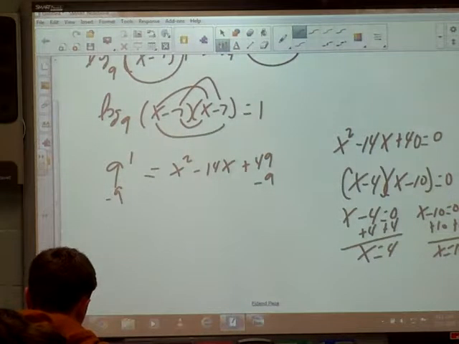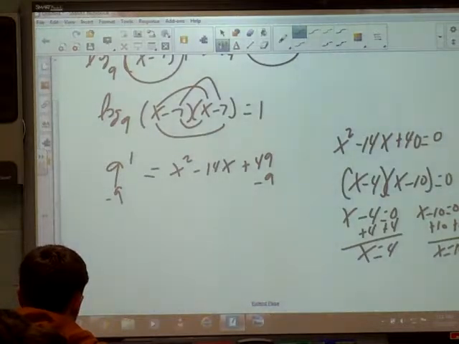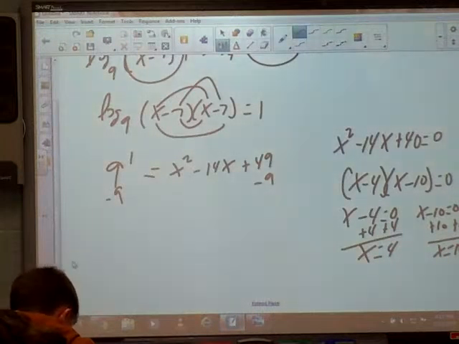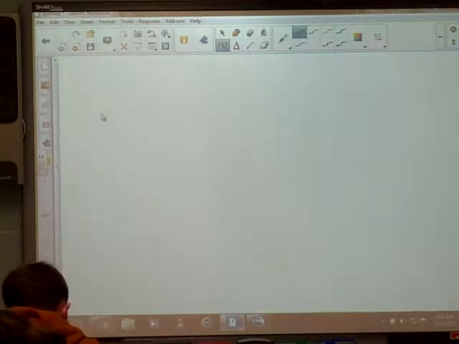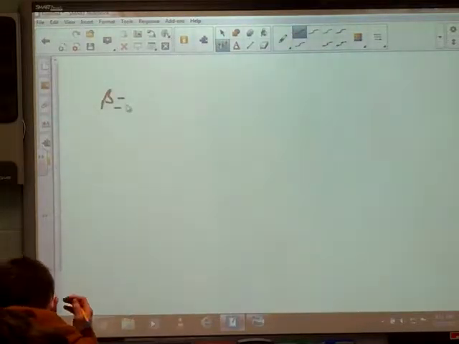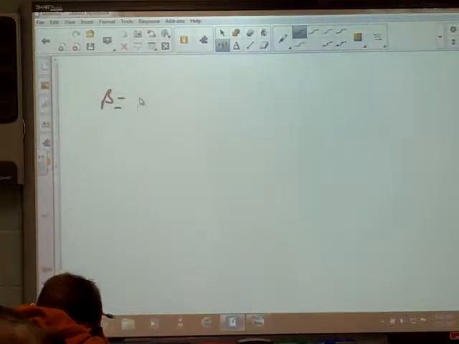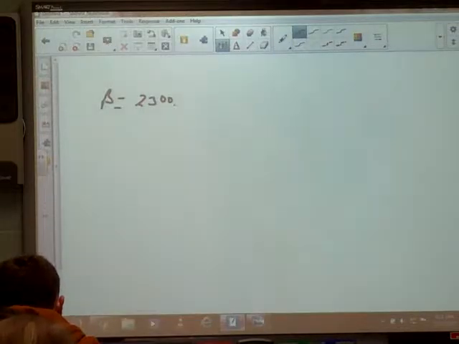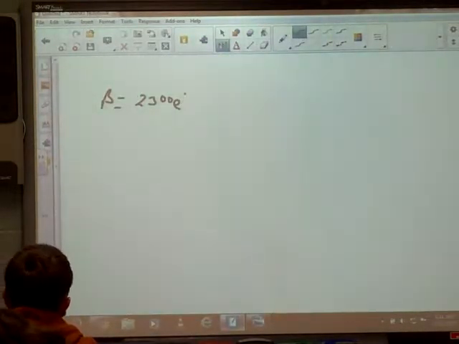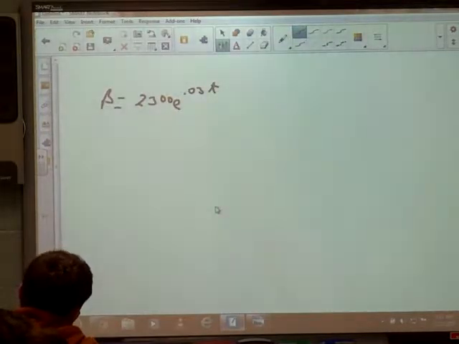Alright, on 3, the number of books in a small library increases according to, and they give me B is equal to, number of books is equal to 2,300 times the number e to the 0.03 t power. So that's the equation that they give you. t is measured in years. How many books will a library have after 9 years?